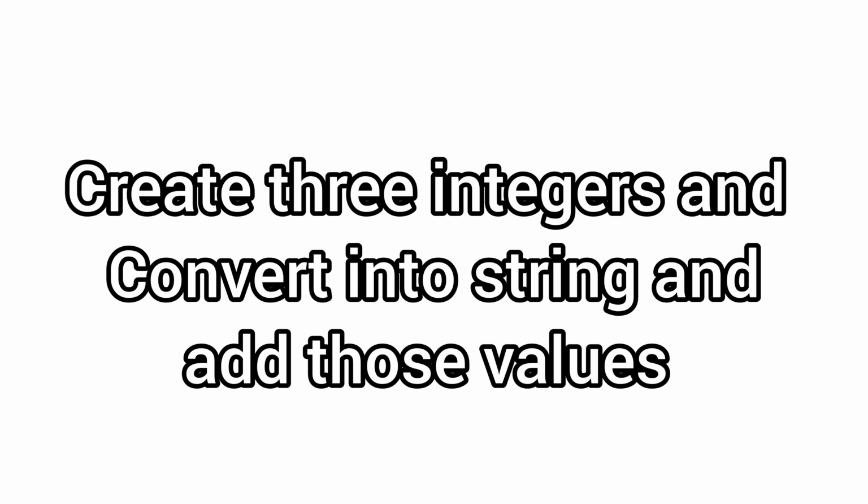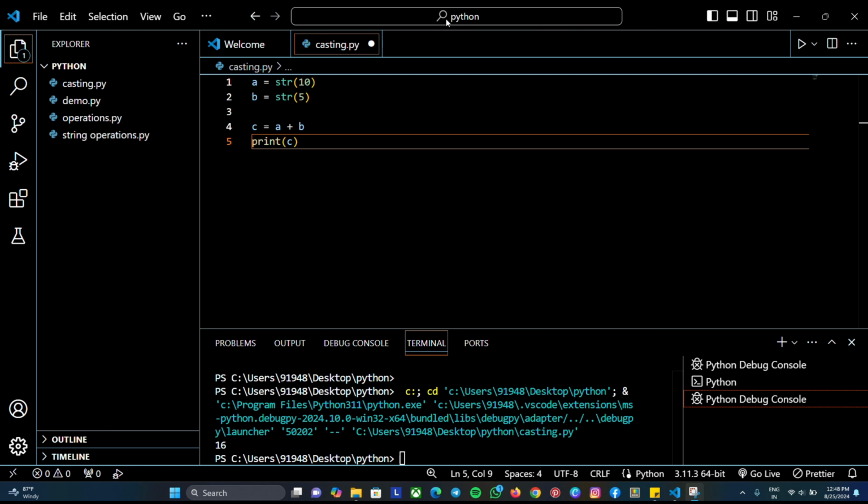Now here is a small task for you. Create three integers, convert them into strings, add those values and see the output. Pause the video and try it yourself. So in this, we converted an integer into a string. Similarly, let's see how to convert a string into an integer.